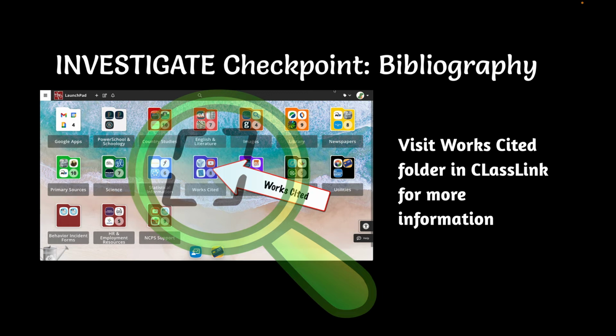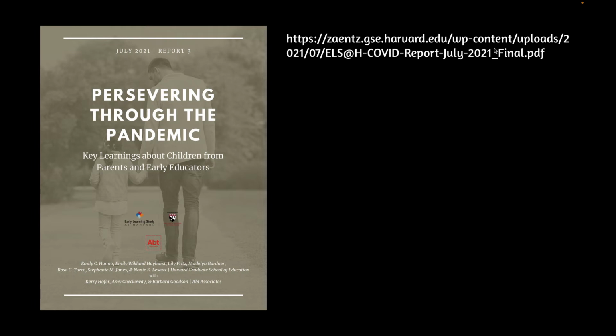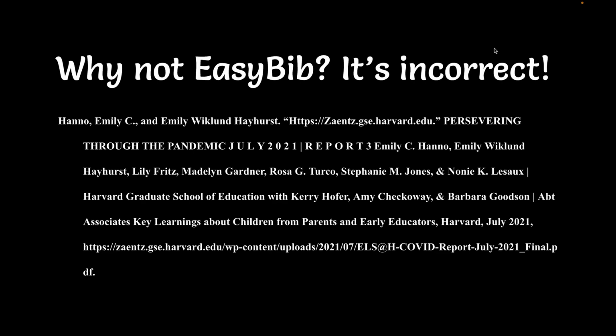And so we have in ClassLink an entire folder of works cited list materials. EasyBib is officially off the table, like no, don't. And I'll tell you why. We had a student this semester, junior, second semester social studies, and she came to me with this source. And she provided me with this citation, and I just started cracking up. I was like, oh, right, EasyBib, right?